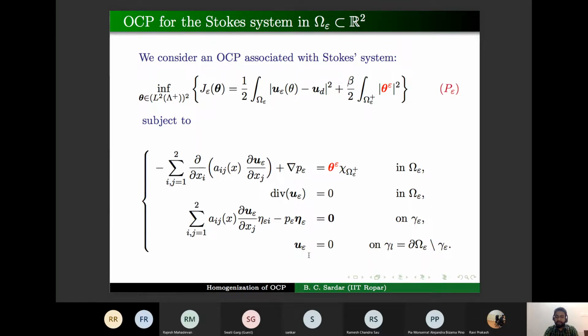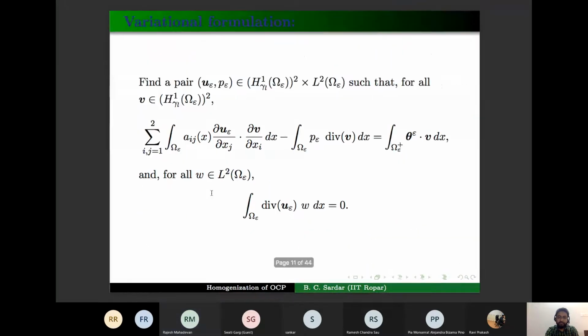And here, to study this problem, first we need some conditions on the coefficient aij. As usual, we need a uniform ellipticity constant as well as a uniform bound. And then we have the existence and uniqueness of this problem for every epsilon. Okay, and for this problem, we introduce the generalized Stokes operator.